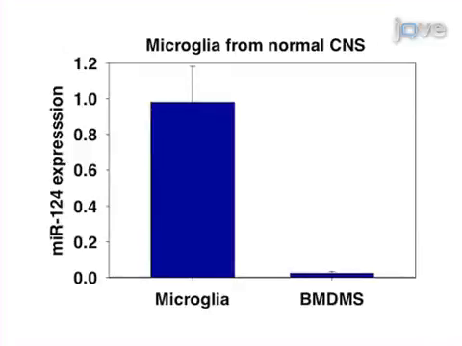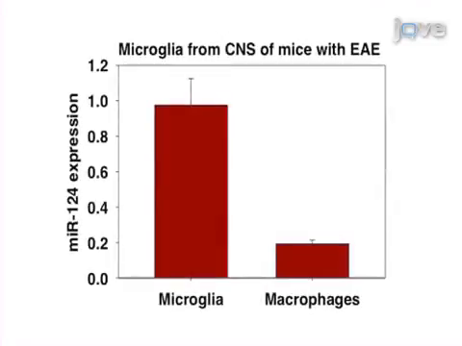These final data demonstrate expression of miR-124 in normal adult microglia, microglia of mice with EAE, and microglia isolated from mice during early stages of development. In this first bar graph, the relative expression of miR-124 is much greater in microglia from normal CNS compared to that observed for bone marrow-derived macrophages. Similarly, although there is an increase in miR-124 RNA in macrophages from the CNS of mice with EAE, microglia still express 5 times the amount of miR-124 RNA.